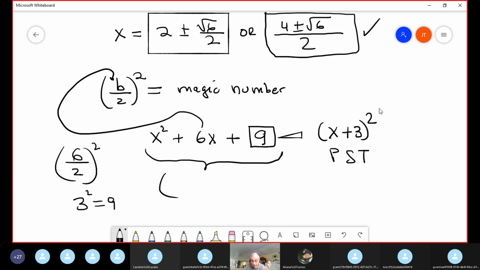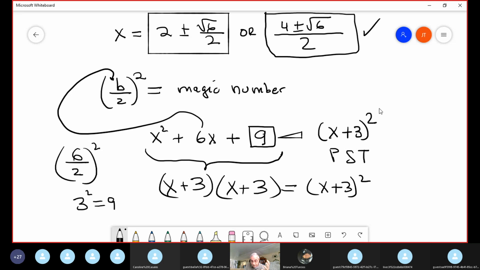Because for the factorization, supposing that you don't know it, you open two parentheses: 3, 3. Why? 3 times 3 is 9, 3 plus 3 is 6, and the sign is obviously plus. They are twin brothers, and we can condense it like that. Do you need another example to understand, or no?